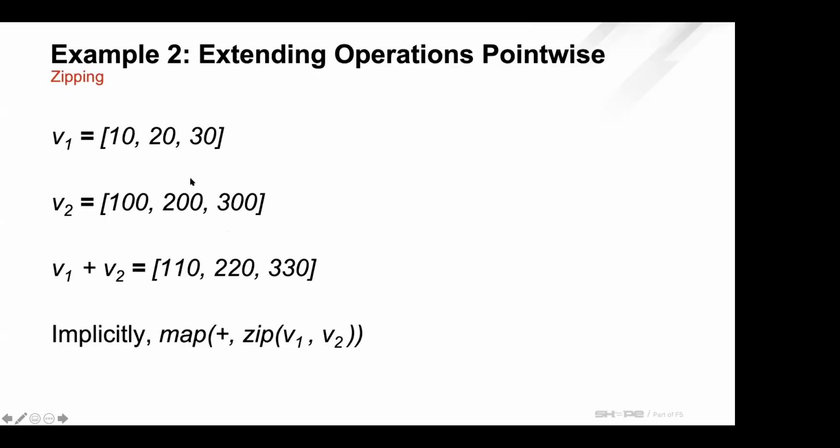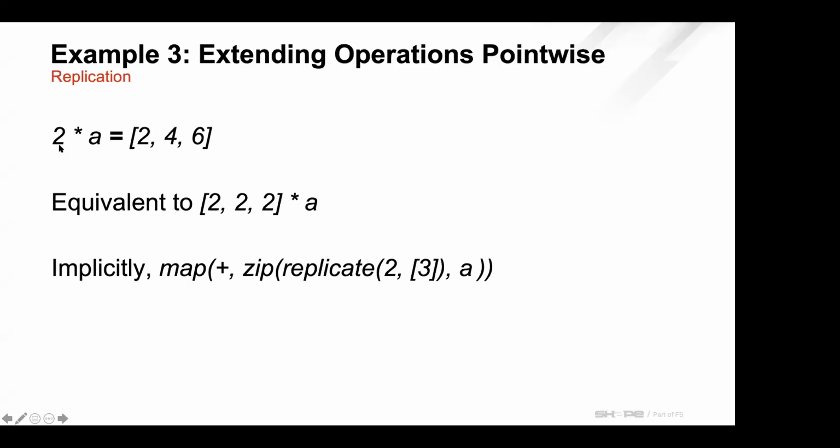Basically, you have these two vectors, and you're going to add them pointwise in the obvious way. And as I said, one way to look at this is that you're zipping the two vectors into a vector of pairs, and then you can map a binary operation that takes pairs and produces the result. So we're doing a zip and a map implicitly.